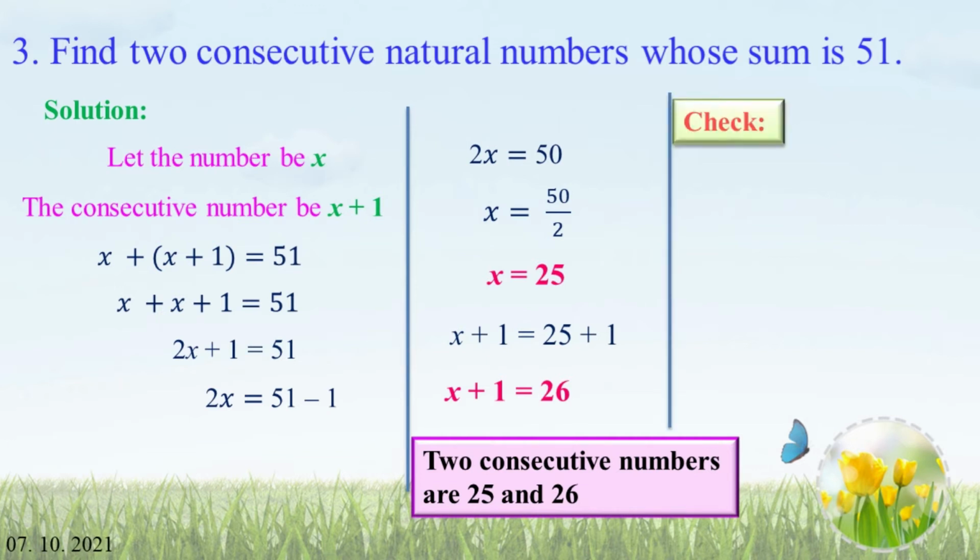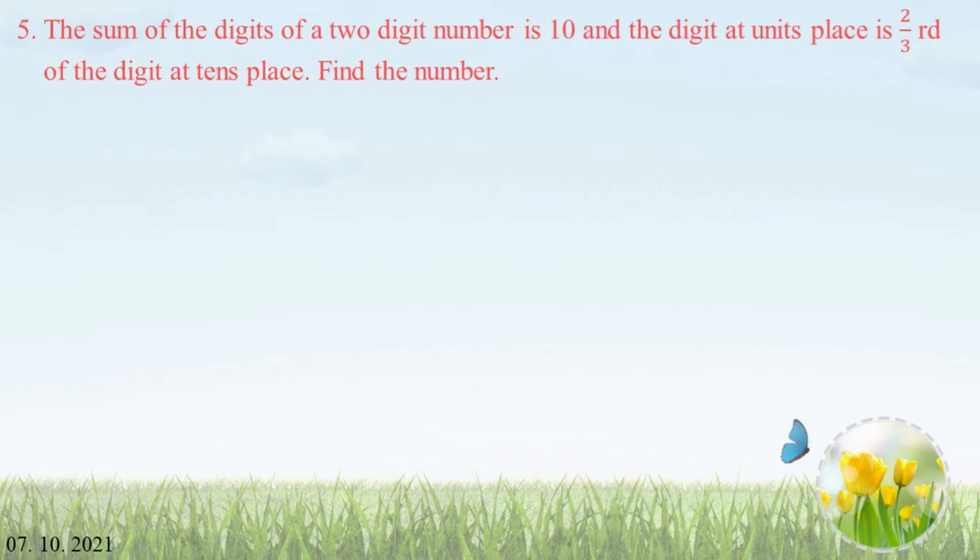Now, I check the result. We take x plus (x plus 1) equals 51. Now I substitute the values. x is 25, x plus 1 is 26. So 25 plus 26 will get 51, equal to 51. Both sides are equal, so the result is correct. Let us move to the next question.